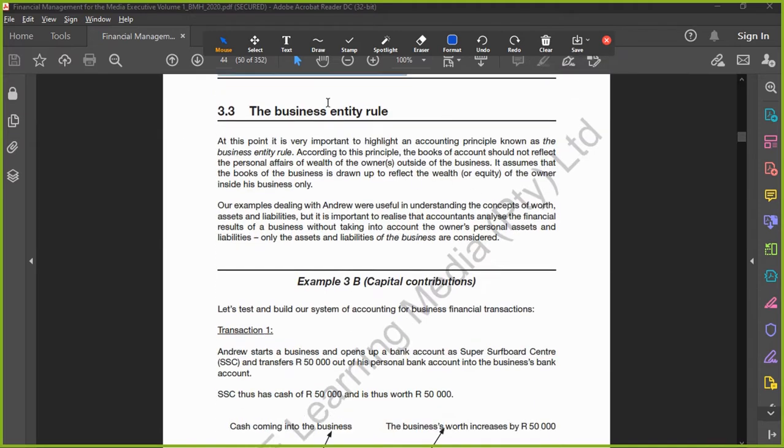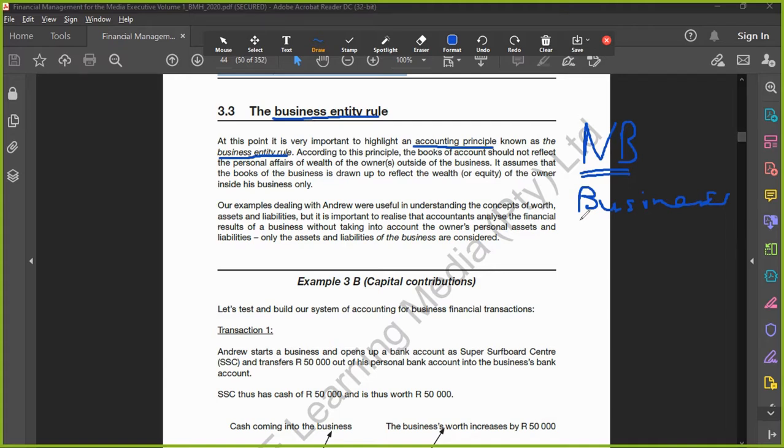So we need to first look at the business entity rule. So what is the business entity rule? Well, if you look at the note that the textbook has provided you with, they've identified the accounting principle known as the business entity rule. So what is that? Well, you're obviously going to be looking at the business. NB, business. We're not going to make it personal. There's a saying in business, keep it professional.